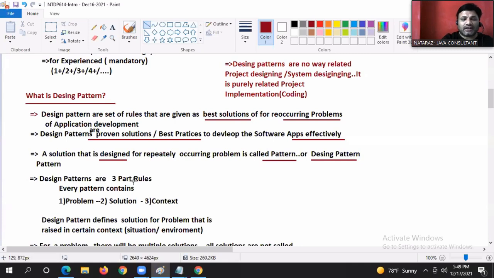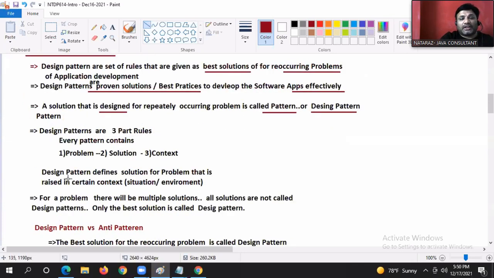Design patterns are three-part rules, guys. Every part contains problem, solution, and context. What is the problem, and in which condition did that problem occur? What is the solution for that problem, and in which context does that solution solve the problem? Context is nothing but condition, environment, setup, surroundings. A design pattern defines a solution for a problem that is raised in a certain context.